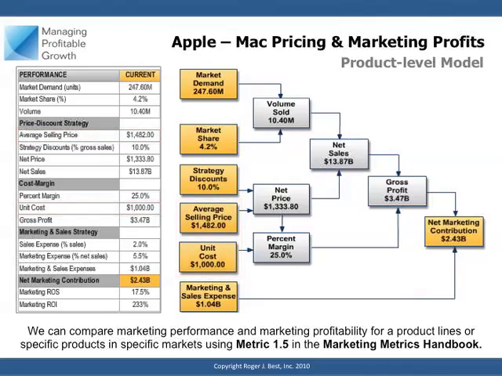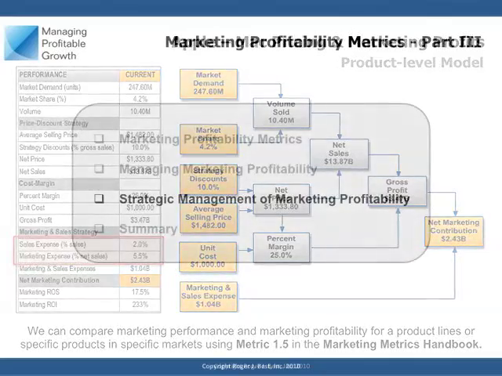For Metrics 1.4 and 1.5, the marketing expenses and sales expenses are input separately to allow for the analysis of different marketing strategies. For example, sales expenses would be considerably different for direct sales or indirect channel sales.